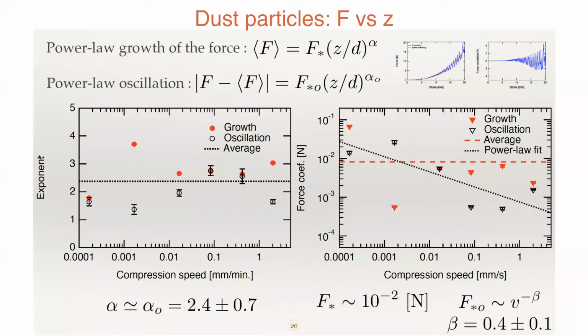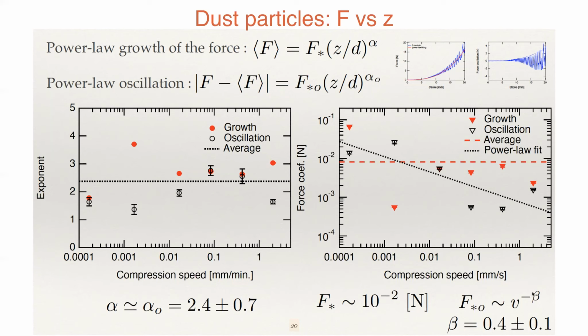So here we show the exponents as a function of the compression speed, and you can see that the exponent is basically of the same order of magnitude, about 2.4, for both the oscillation and also for the mean growth. But the coefficient for the mean growth is more or less constant, of the order of 10 to the minus 2, as the red line indicates. But for the oscillation, there is a dependence on the compression speed. So the mean value doesn't depend on the compression speed, but the oscillations depend on the compression speed, as we observed previously.